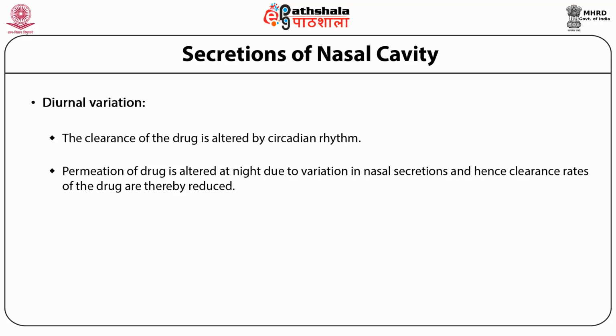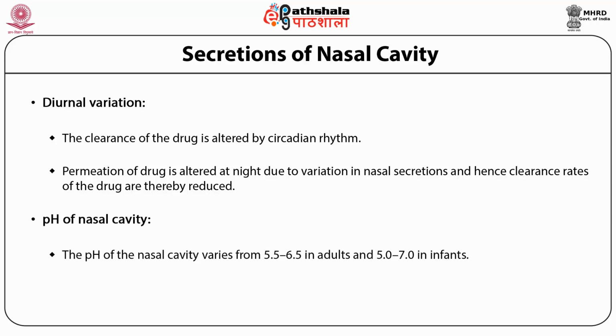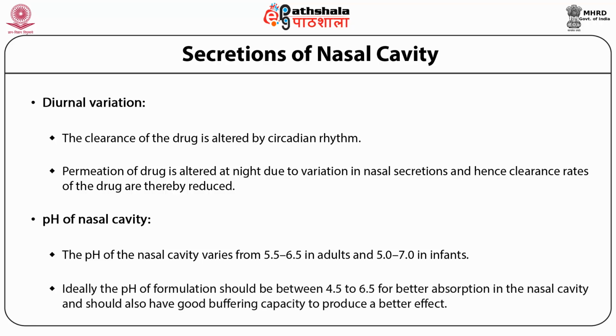The next factor is the pH of the nasal cavity. The pH of the nasal cavity varies from 5.5 to 6.5 in adults and 5 to 7 in infants. Ideally, the pH of the formulation should be between 4.5 to 6.5 for better absorption in the nasal cavity, and should also have good buffering capacity to produce a better effect.